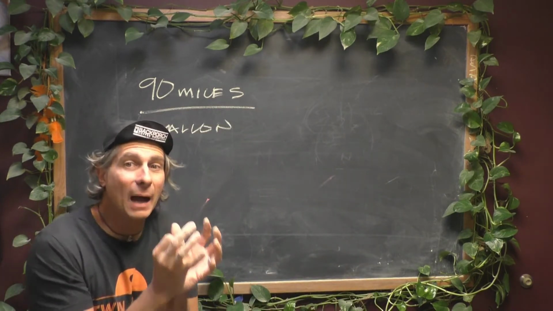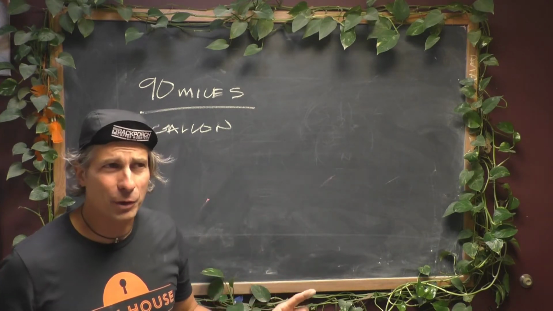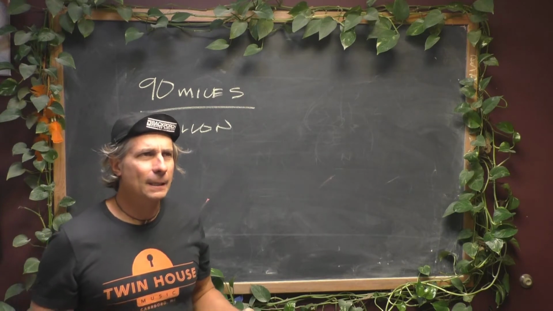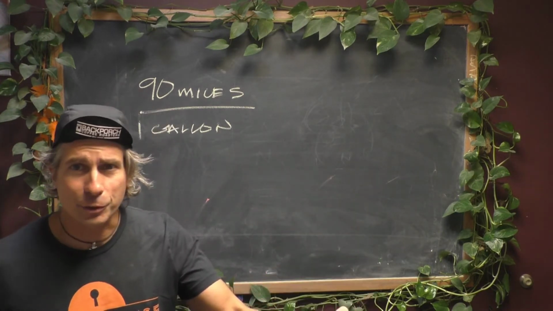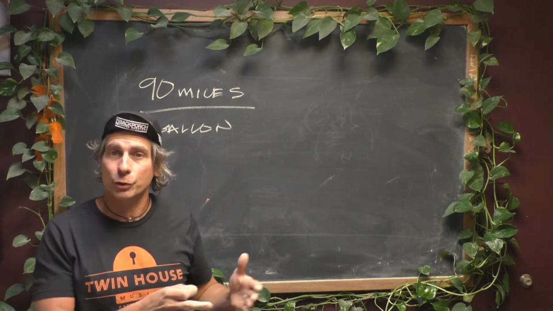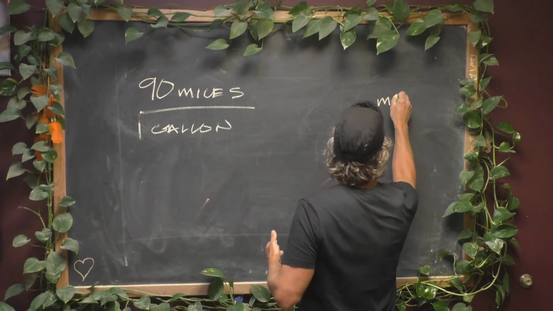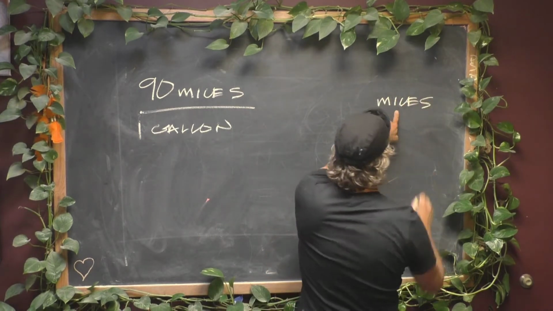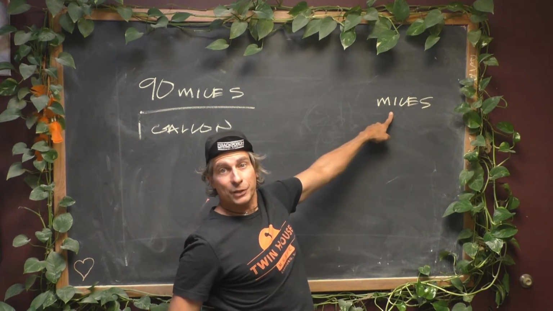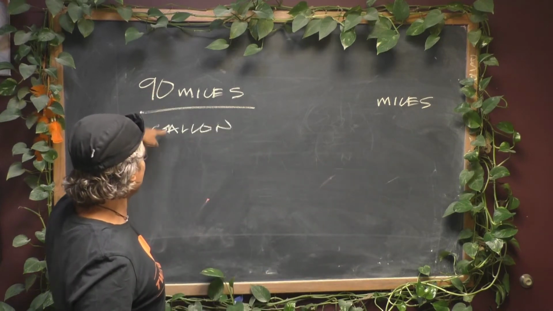How many miles could you drive? Not how many miles per hour could you drive, because that wouldn't make sense. Not how many gallons you could drive, because that doesn't make sense. If you think about the question, how many miles could you drive? Miles, that's a distance. So you want miles to be the unit in your result over here. Miles. But this is miles per gallon.